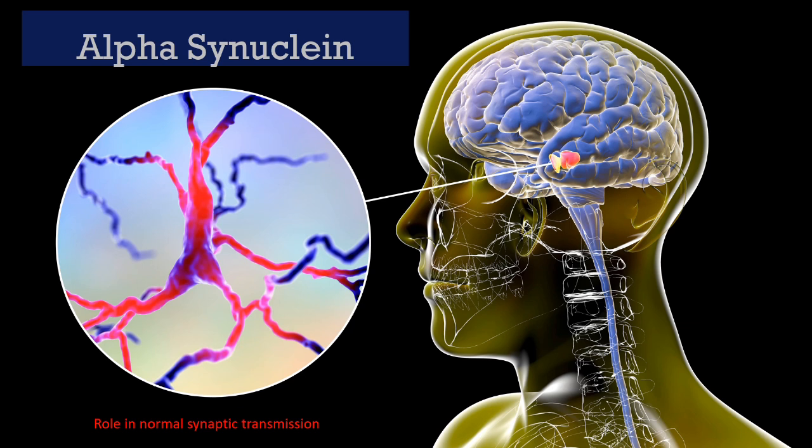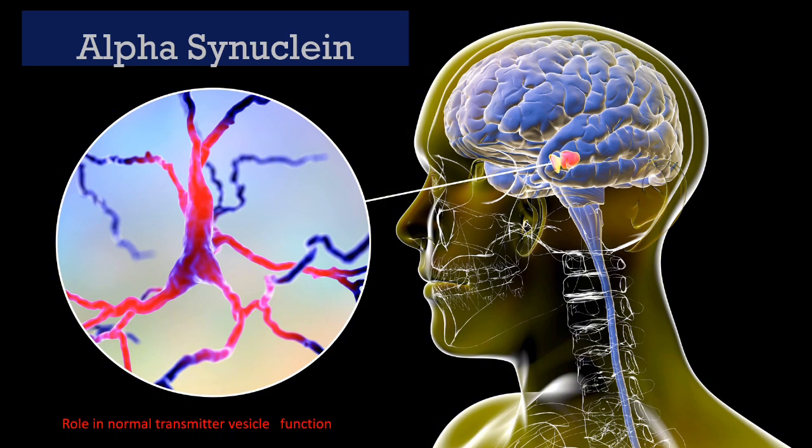2. Regulation of dopamine synthesis and release. In dopaminergic neurons, alpha-synuclein is thought to modulate the activity of tyrosine hydroxylase, an enzyme involved in the synthesis of dopamine, and may also regulate dopamine release. 3. Membrane curvature and lipid binding. Alpha-synuclein can bind to and remodel lipid membranes, which may be important for synaptic vesicle formation and trafficking.